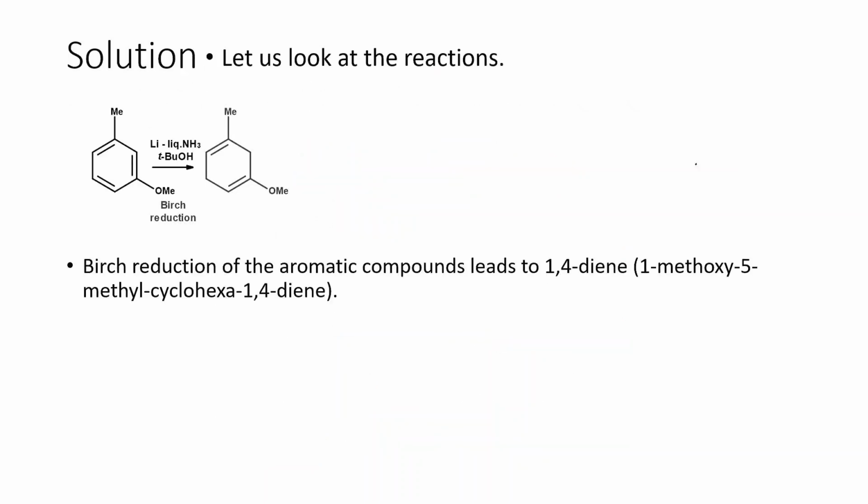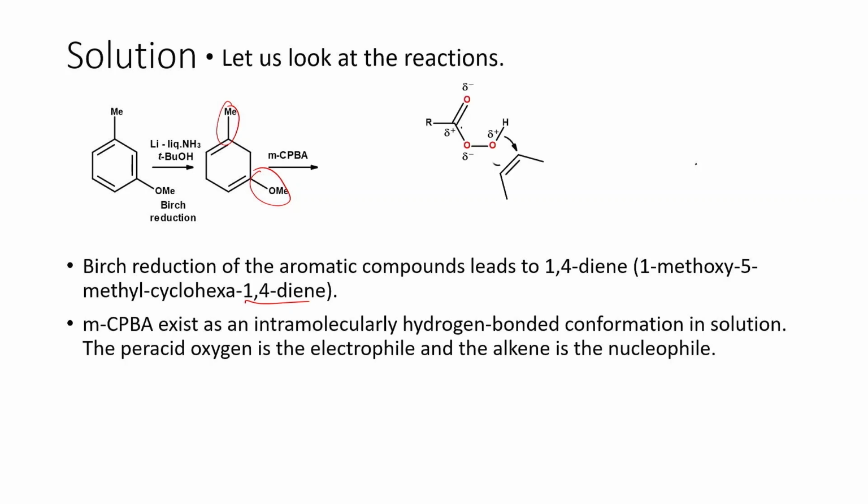If you do the Birch reduction, as I mentioned, the Birch reduction gives the 1,4-diene, and when the 1,4-diene is formed, both the electron donating groups are on the alkenic carbon. So this is the first intermediate that will be formed in the Birch reduction condition. Once this is formed, what is the next step? The next step is nothing but the epoxidation. So how does the epoxidation actually take place?